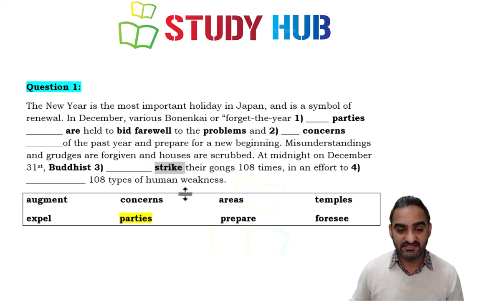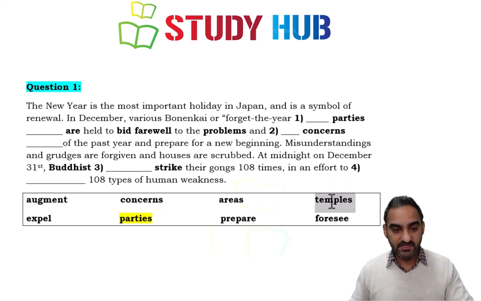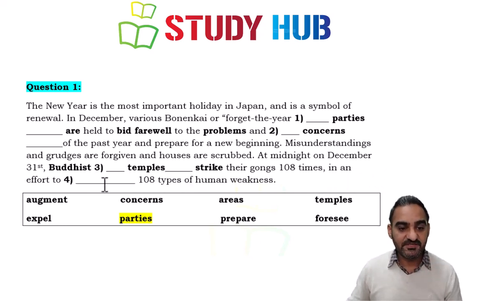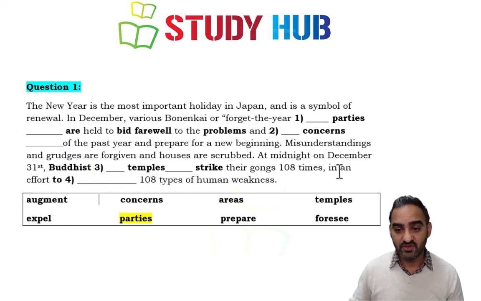It is not strikes. If it was strikes, then what we need here will be a singular. So now we need plural here and the answer will be temples or areas? Of course, the answer will be both. These temples strike their gongs in an effort to dash. To is always followed by base form verb. Now look at that. So we strike their gongs in an effort to dash 108 types of human weakness.